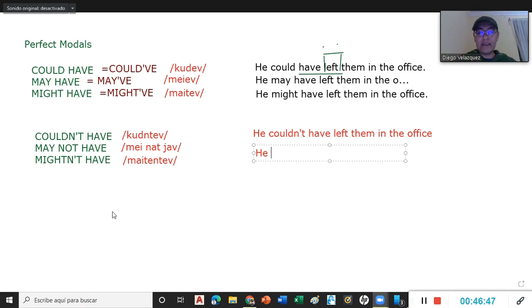So, how is this in a sentence? Either I say he couldn't have left them in the office or he mightn't have left them in the office. Mightn't have left. It needs to be very quick, guys. Practically a triple contraction only in pronunciation, okay? Couldn't have, mightn't have. And verb in past participle. All clear in here?